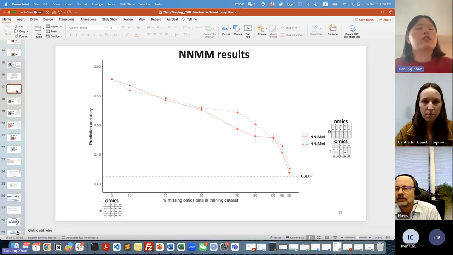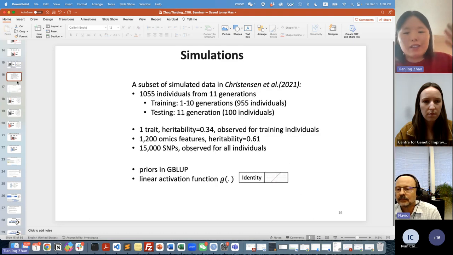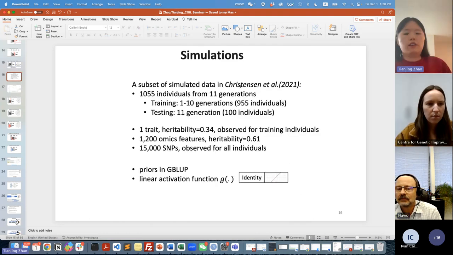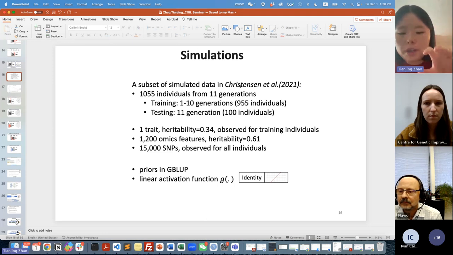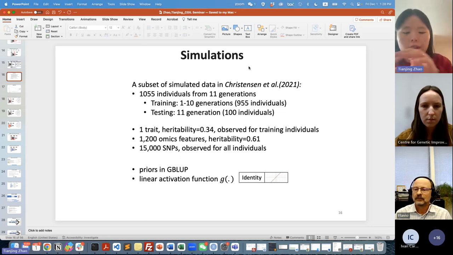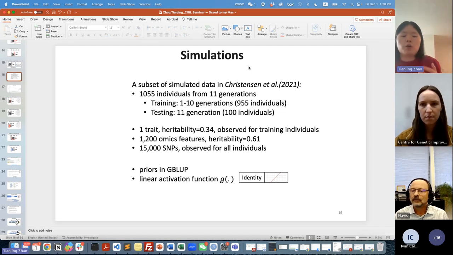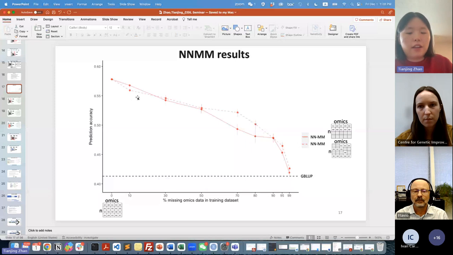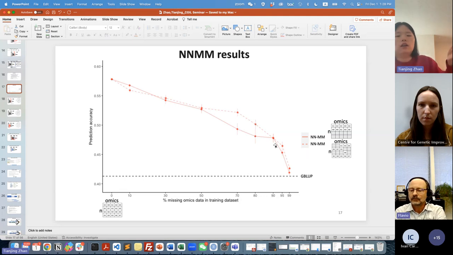So first I want to describe how we simulate the data. In the simulation, we first simulate the omics based on the genotypes, and then we simulate the trait, let's say the Y, based on omics. So in our simulation, the assumption is that the genotypes affect the omics, and then the omics affect the phenotype. Under this assumption, if we have less and less omics data, then the accuracy will decrease.